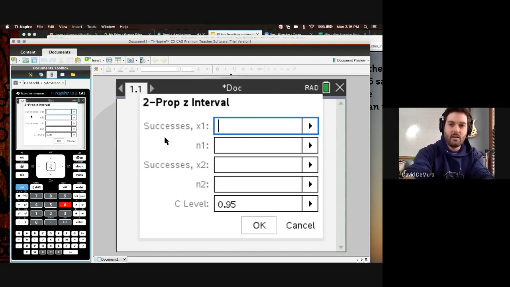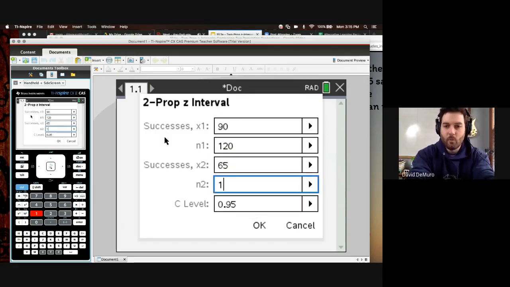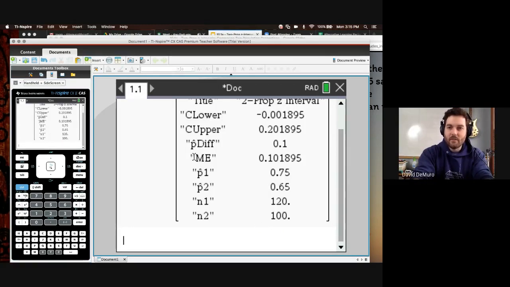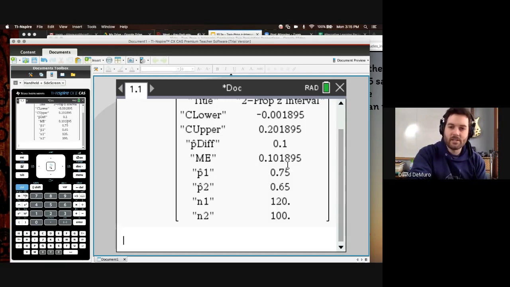Successes 1, there were 90. And N1, there were 120. Successes 2, there were 65 out of 100 as the sample size. Confidence level, make sure to change that if you have something different than 95%. We have 0.9, 90%, so we're going to hit OK. And here's our confidence interval, negative 0.002 to positive 0.202. It also gives us our estimated difference and our margin of error, and breaks down our proportions, 0.75, 0.65, and our sample sizes, 120 and 100.